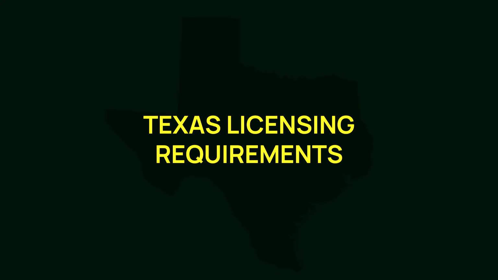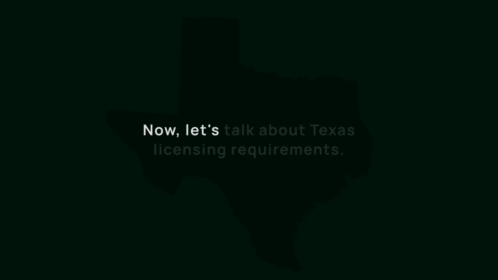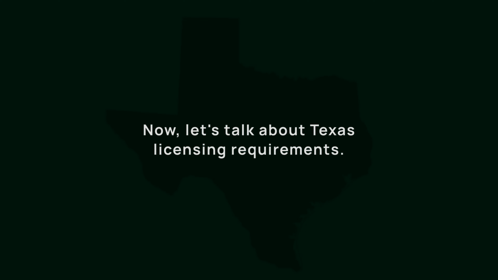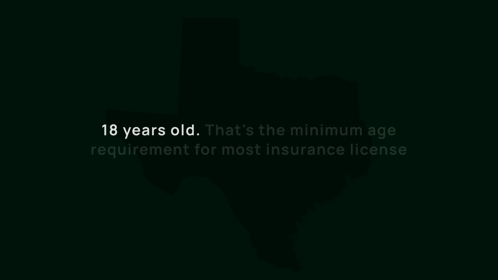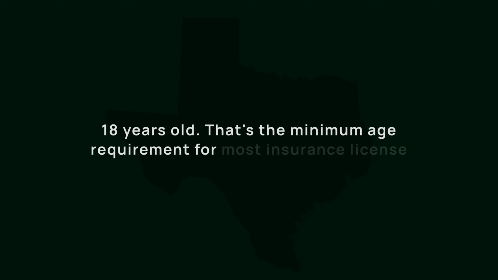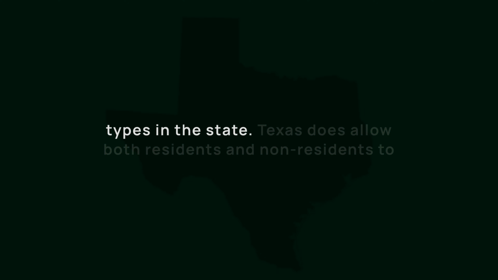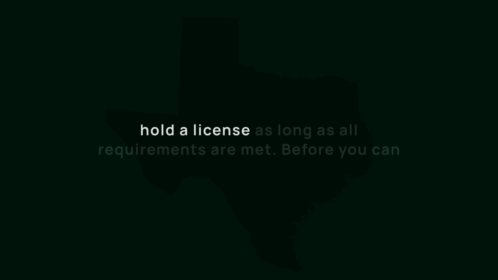Texas licensing requirements. Now let's talk about Texas licensing requirements. To apply for an insurance license in Texas, you must be at least 18 years old. That's the minimum age requirement for most insurance license types in the state. Texas does allow both residents and non-residents to hold a license, as long as all requirements are met.